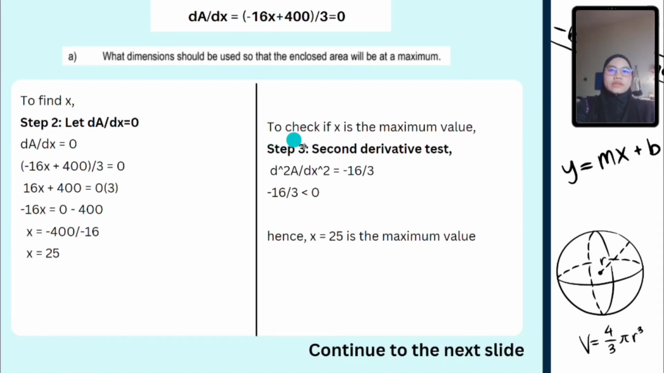To check if x is the maximum value, we need to do step 3, which is the second derivative test. d squared A over dx squared equals negative 16 over 3. Negative 16 over 3 is less than 0. Hence, x equals 25 is the maximum value.